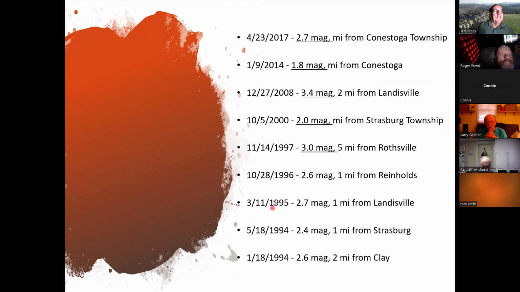Landisville, this is the one, '95. I helped to investigate this one in '95, and the person who lived very close to what became the epicenter said she thought a plane crashed in her front yard. That was her reaction.